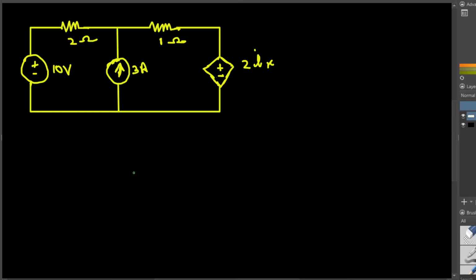First, if I kill the current source, that's going to become an open circuit. If I kill the voltage source, that's going to become a short circuit. Now let's go ahead and do that. First, I'm going to kill this current source. If I do that, this circuit is going to look like this.